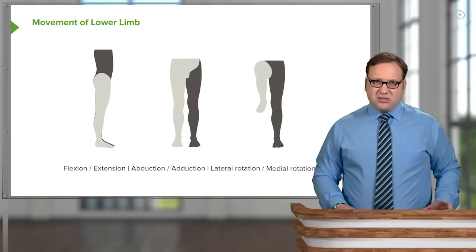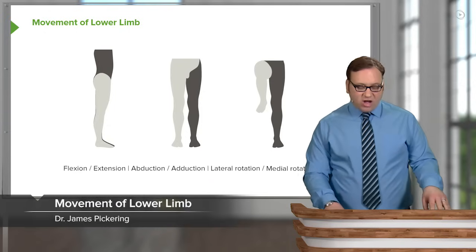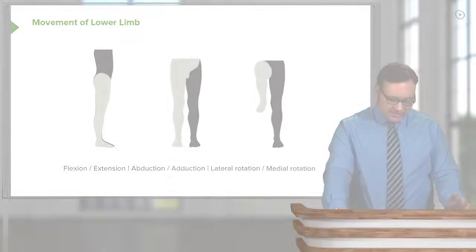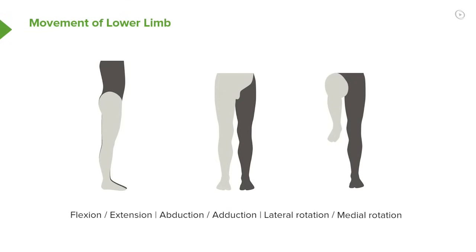So now let's look at some of the movements that we have occurring at the lower limb. So here we can see movements that are occurring at the hip joint. We have flexion and we have extension. We can see the hip joint being flexed in this direction and then being extended as it's returned to the standing position, and then hyperextended, backwards in this direction.